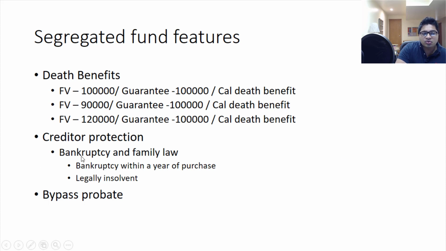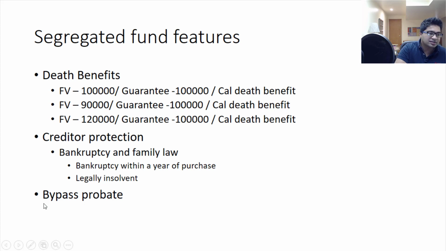It means you cannot buy a segregated fund within 1 year of bankruptcy. So if there is a bankruptcy and segregated funds were bought less than 1 year before, then they will not have any creditor protection. They will come under bankruptcy assets. And if you are already legally insolvent, meaning you are not a legally solvent person, and you still buy segregated funds, then they will not have any creditor protection.